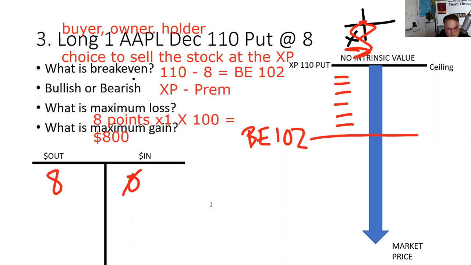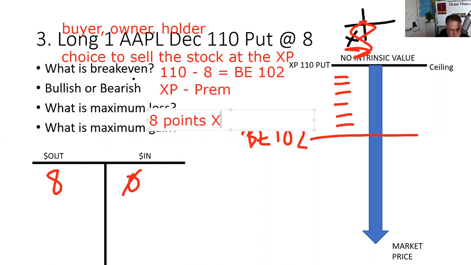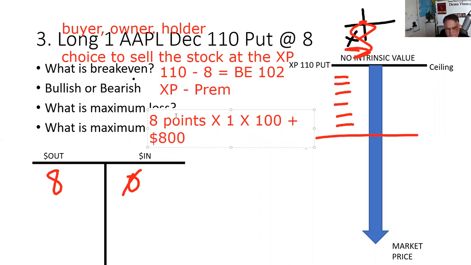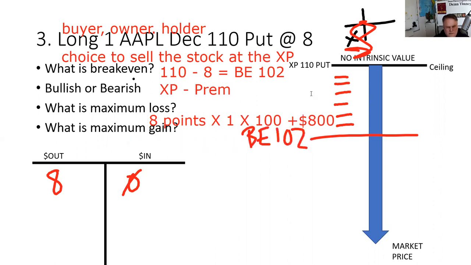And so $800 is the maximum loss. I don't like that because it's now showing up on the... I want to make sure it stays where it's supposed to be, which is 8 points times 1 times 100 equals $800. There we go. That's a little better. Get it out of the way of our max gain. We're bearish.